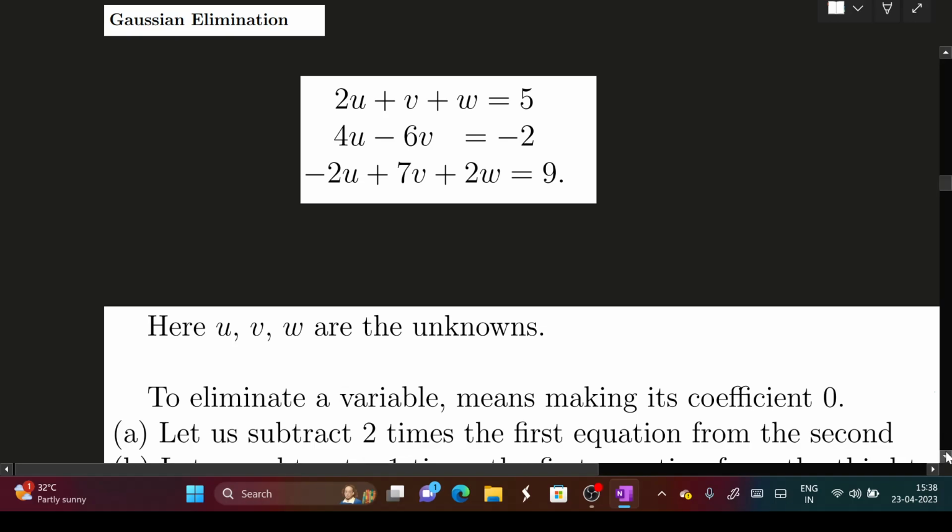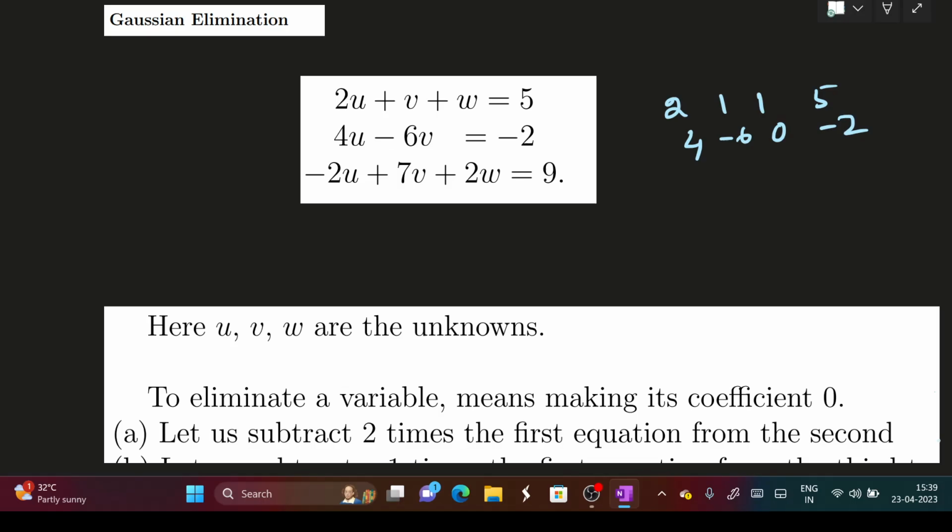Now after these two operations, what is my augmented matrix? Augmented matrix is 2, 1, 1. An augmented matrix means a matrix in which the coefficient matrix is augmented with the RHS vector. So here minus 2, 7, 2. This is my augmented matrix.